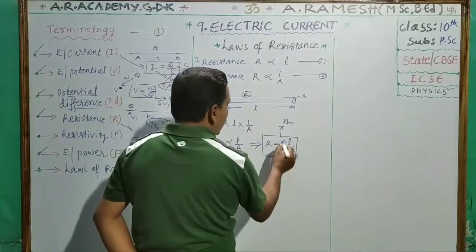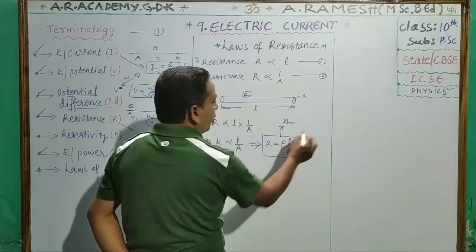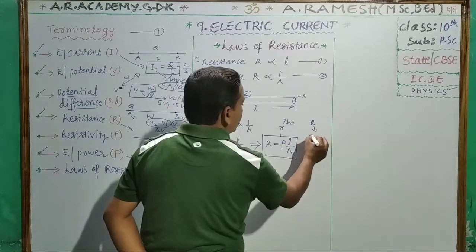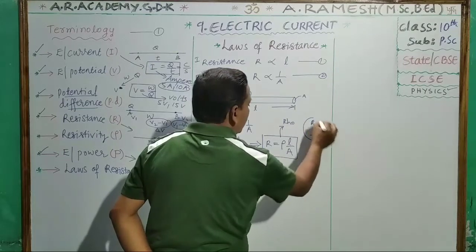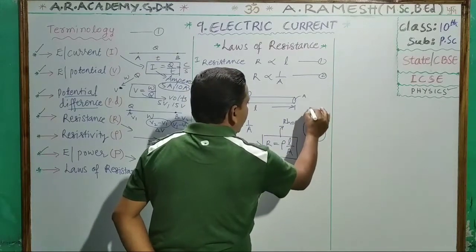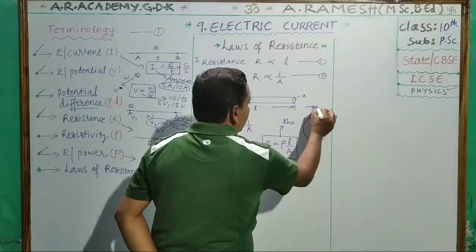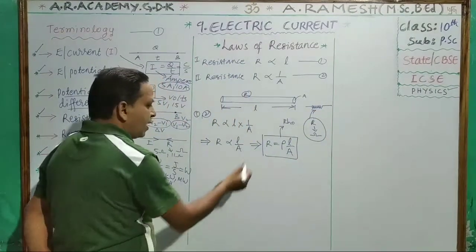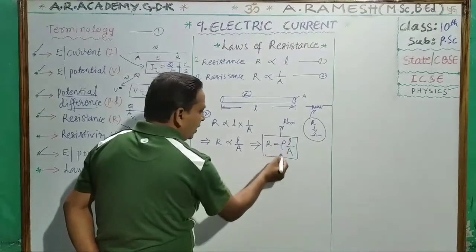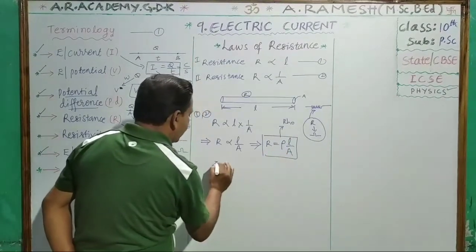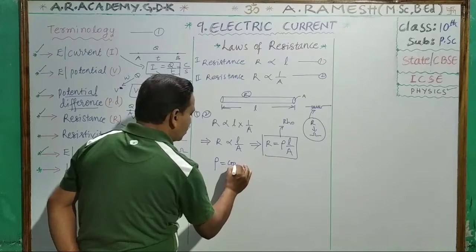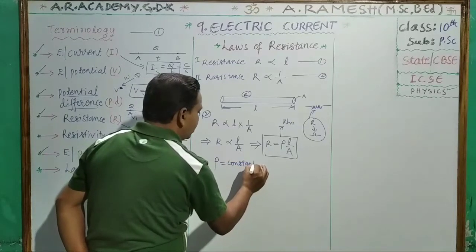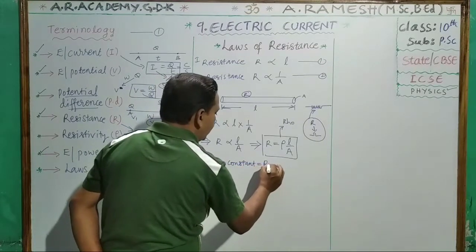The unit of resistance is ohms. Remember, resistance unit is ohms. Resistance is also denoted by this symbol when we draw a circuit. And this rho is actually a constant. This is called resistivity.